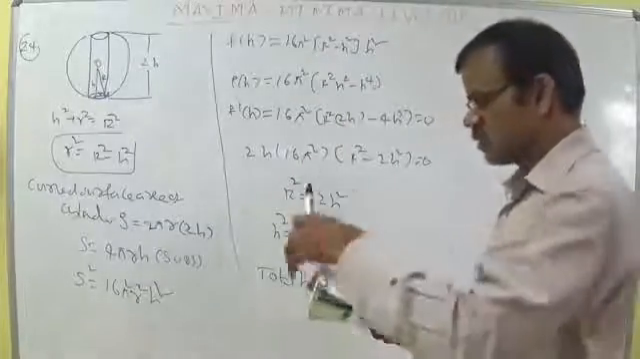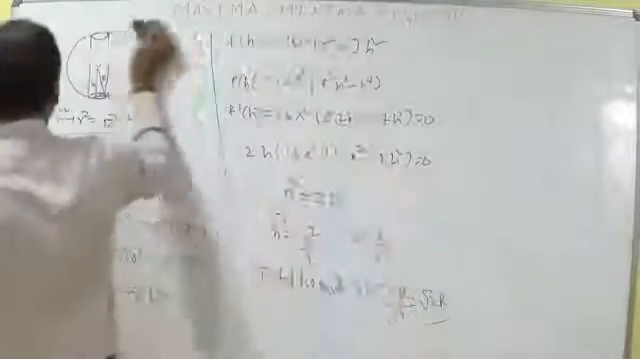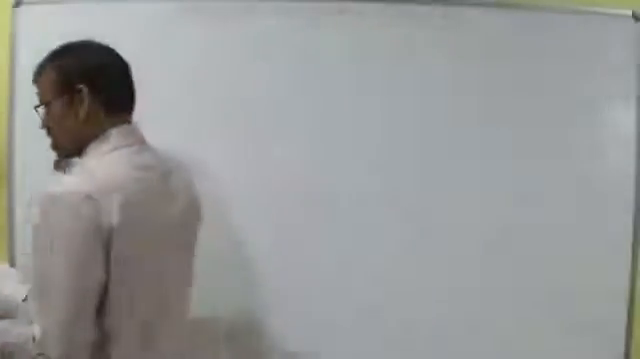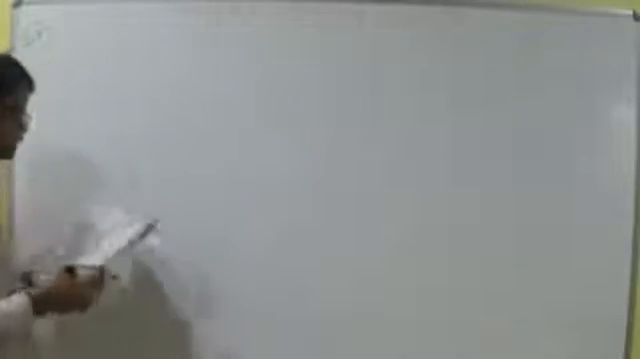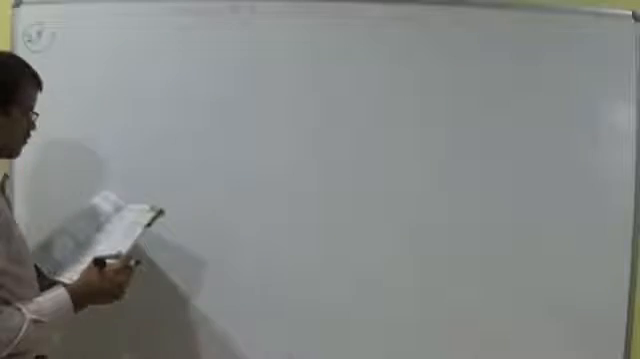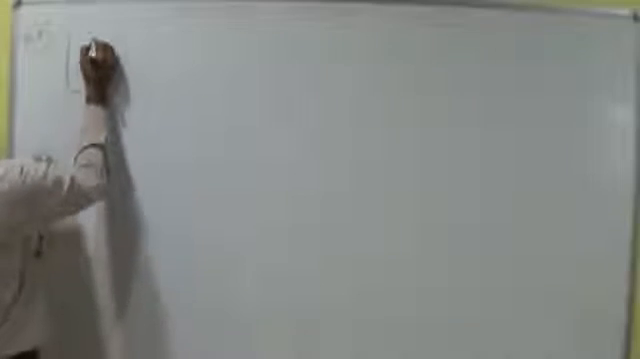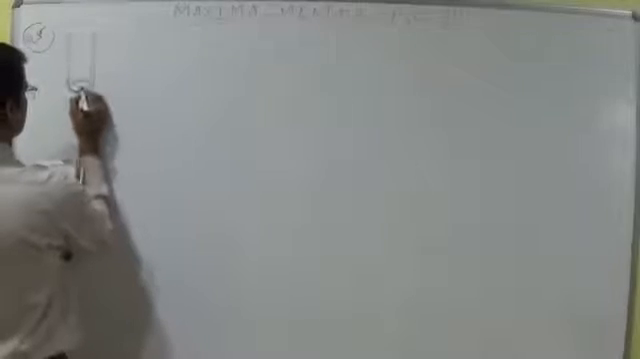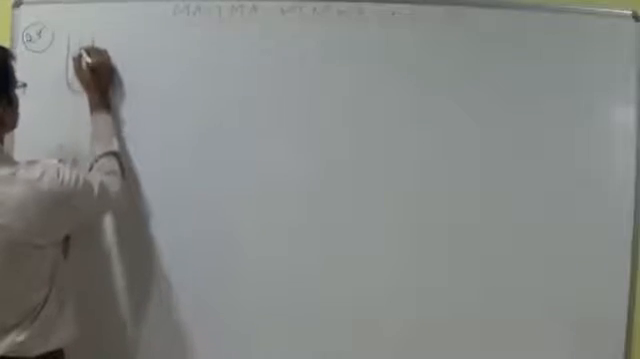Now let us discuss the 25th question: an open cylinder of given surface area will have maximum volume when the radius is to be found. Students, this is an open cylinder. So the top is open, there is no circular plate here. It is closed at the bottom. Let this be r and this be h.